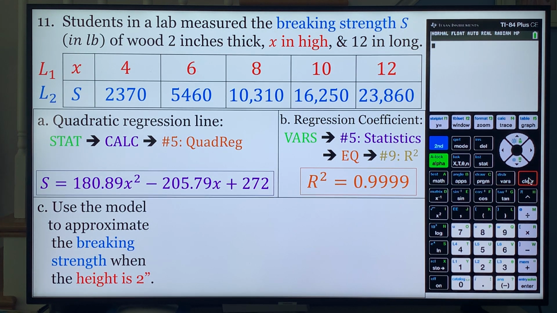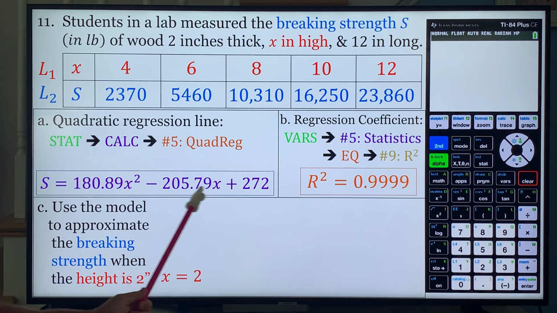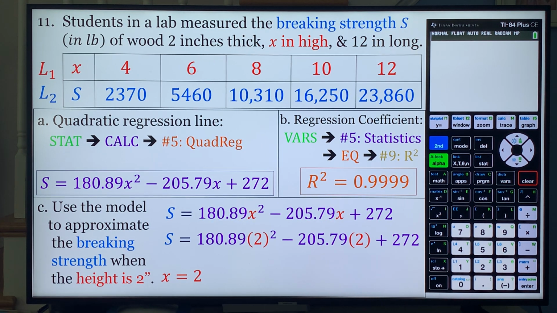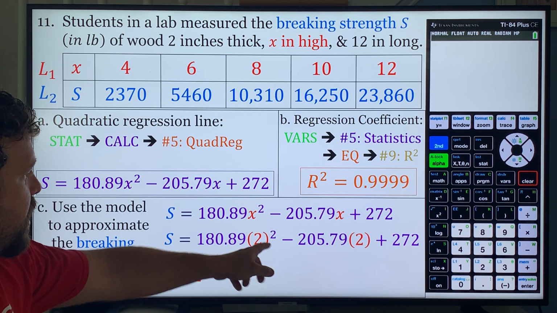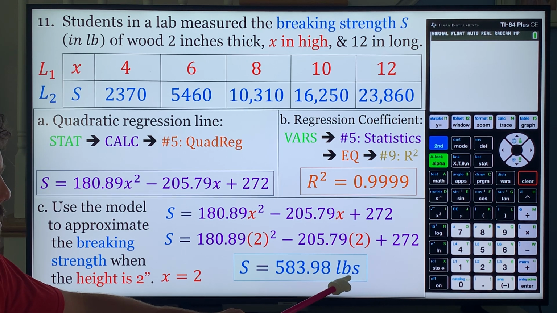Use the model to approximate the breaking strength when the height is 2. So now when you want to find the height is 2, height is x, you're going to take the equation that you created, and you're going to type in 2. When you do that, 180.89 times 2 squared, minus that times 2 plus that is 583.98 pounds. I would do 2 decimals because these are just 2 decimals.